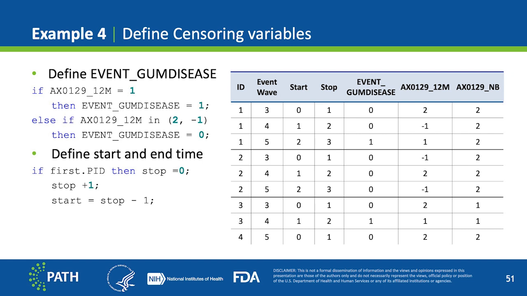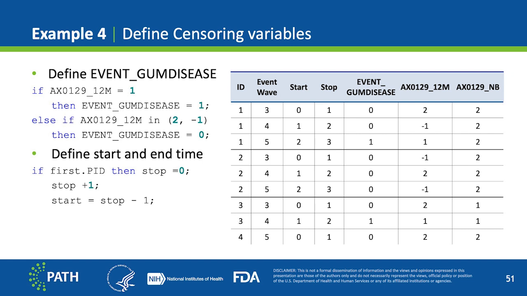The first answered the new baseline question AX0129_NB. Then in wave 3, they answered the past 12 months question AX0129_12M, which is the censoring event we are interested in. Therefore, the earliest wave that the event could be reported in is wave 3.